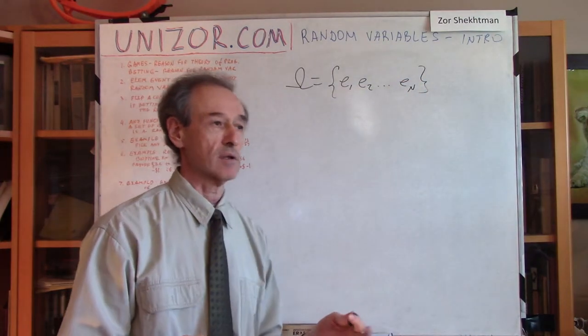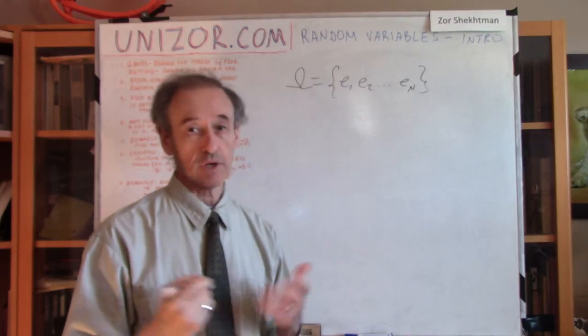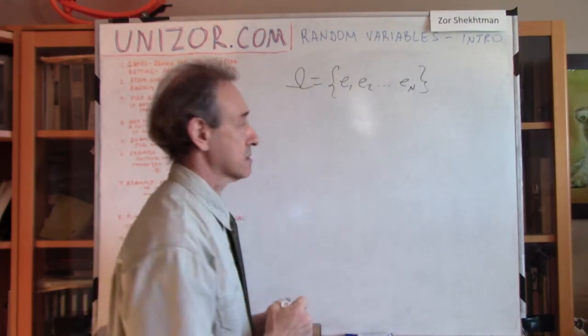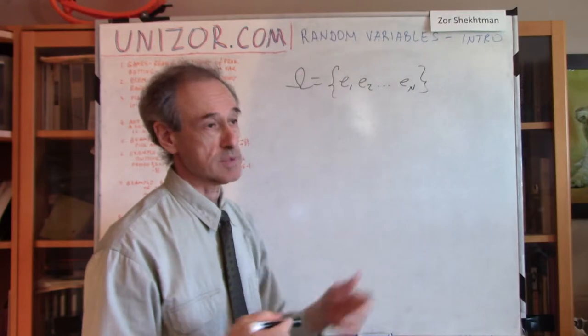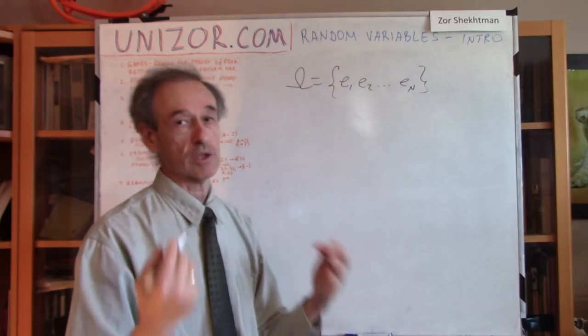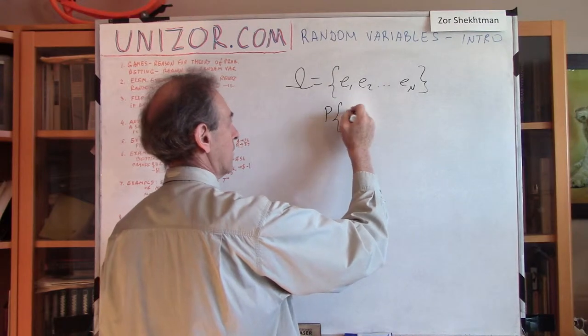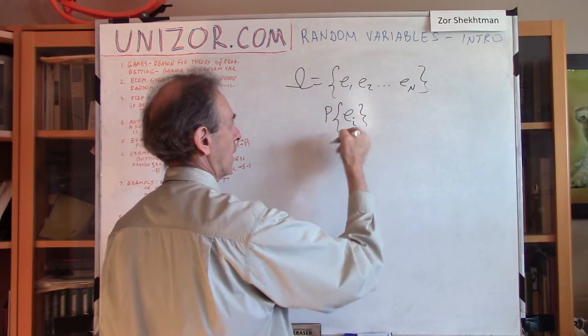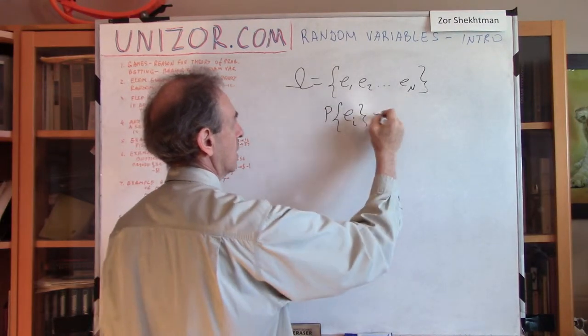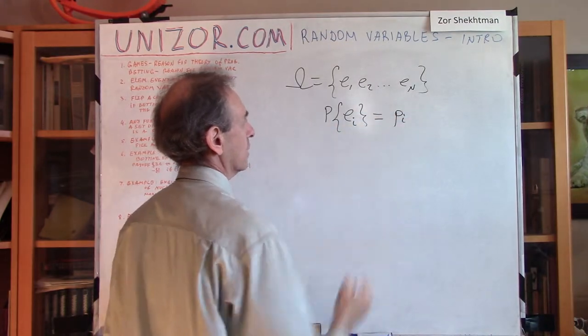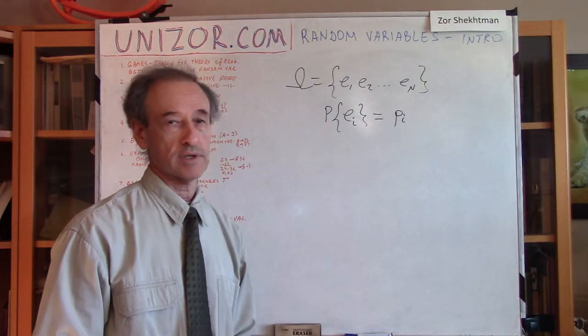Now, not necessarily they have equal chances of occurring. Sometimes they have equal, sometimes not. But let's consider a general case. So the probability of event e_i, where i is just an index from 1 to n, is equal to, let's say, p_i. So you have probabilities of these things.